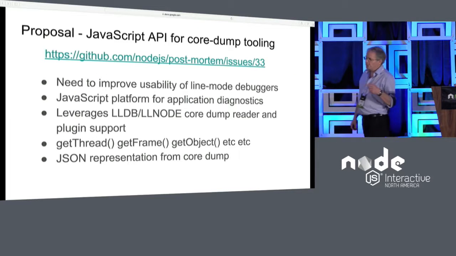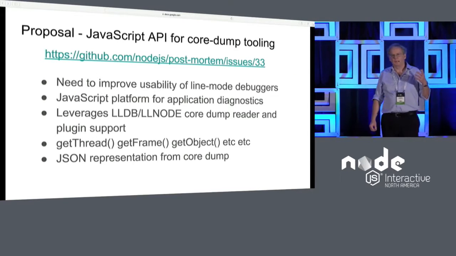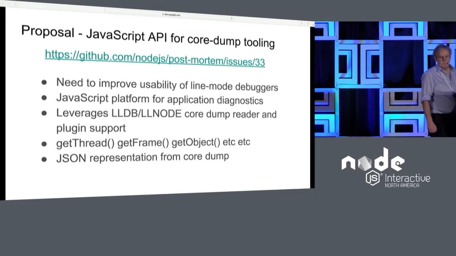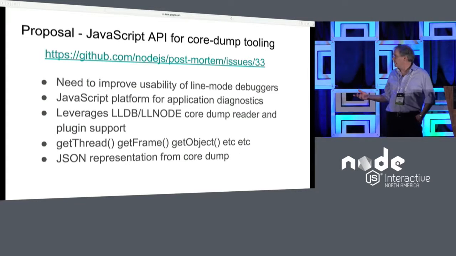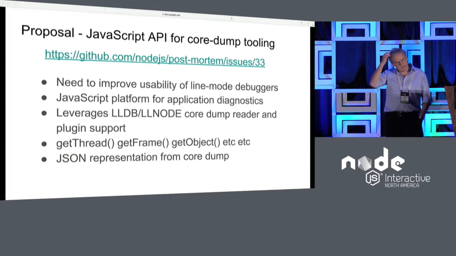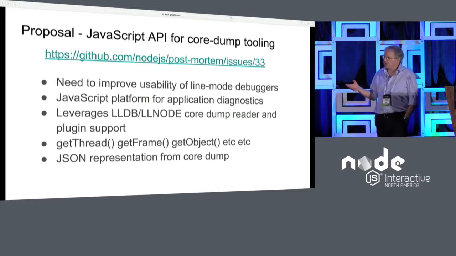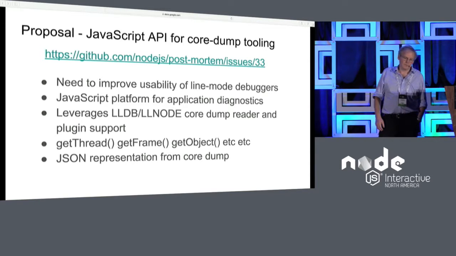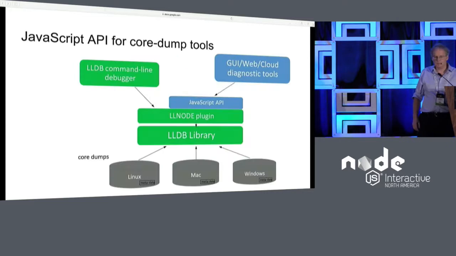So what's coming up, hopefully, next year, on top of those, the LLNode library, we can build a JavaScript API, which will give us a nice way of producing some more usable tooling on top of that solution. So the API would have things like getThread, getFrame, getObject calls in it. And a contribution from Dave Clements at NearForm was to say, can we output a JSON representation of objects in a core dump? So kind of resurrecting the objects, if you like, they can then go into other tools or other viewers. So look out for that.